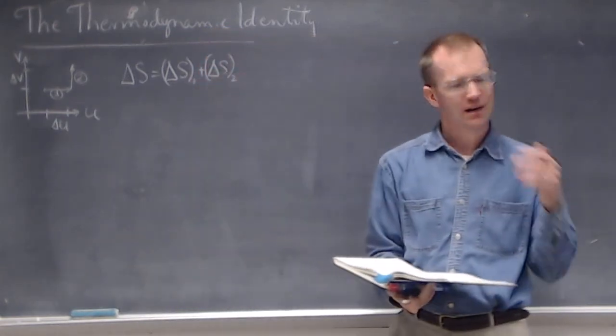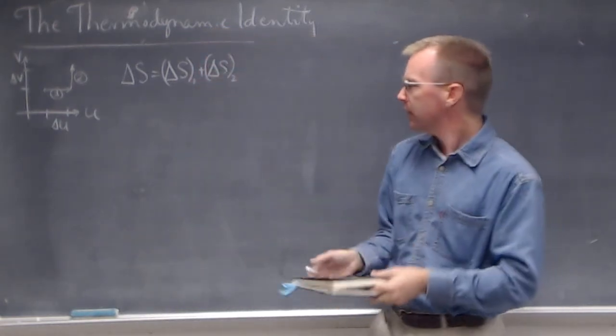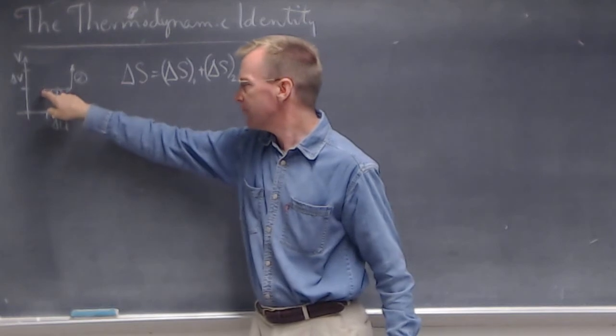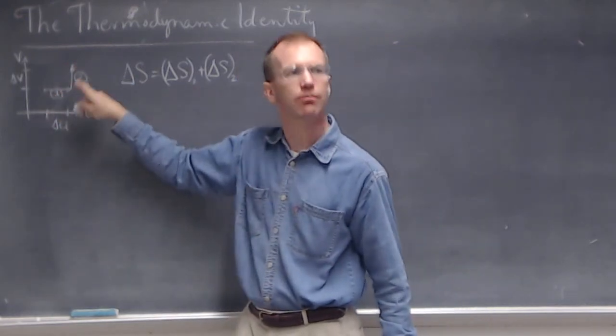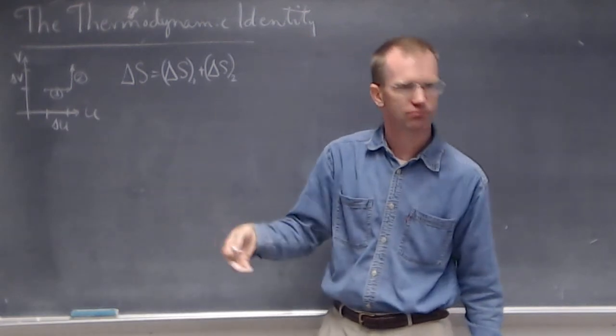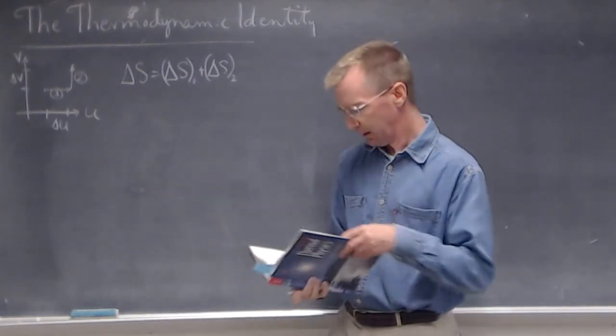So if we make two changes to the system, the total change in entropy to go from this point to the final point is the change in entropy over step 1 plus the change in entropy over step 2. Logical enough. All right.